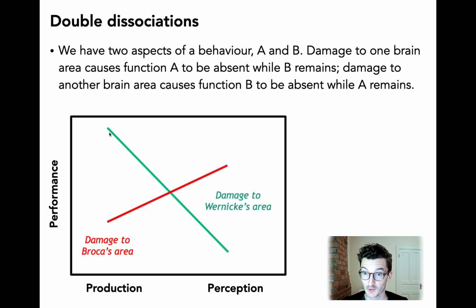Now, there are many problems with studying patients. First of all, we have no control over the site of the damage, right? Strokes happen. They happen in some brain areas more than others, and we have no control over the extent of the damage. And so there's a lot of variability between patients in terms of what part of their brain is damaged.